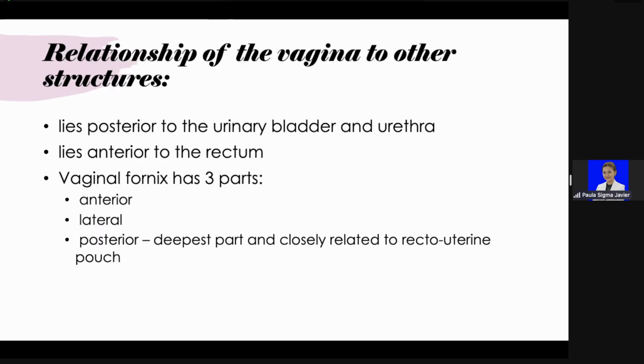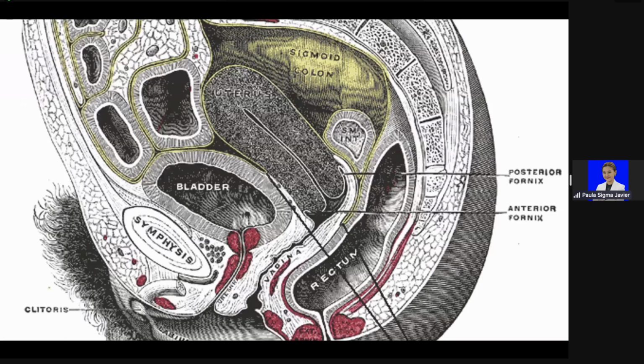So it lies posterior to the urinary bladder and urethra. Lies anterior to the rectum. So it is sandwiched between the urinary bladder and the rectum. The vaginal fornix has three parts, which is divided by your vaginal cervix: the anterior, the two lateral fornices, and the posterior. So the posterior is the deepest part and closely related to the rectouterine pouch or the pouch of Douglas. So here we have your vagina, we have your anterior fornix and your posterior fornix.